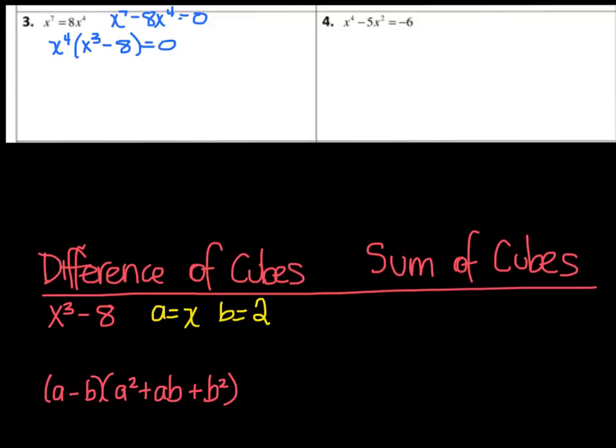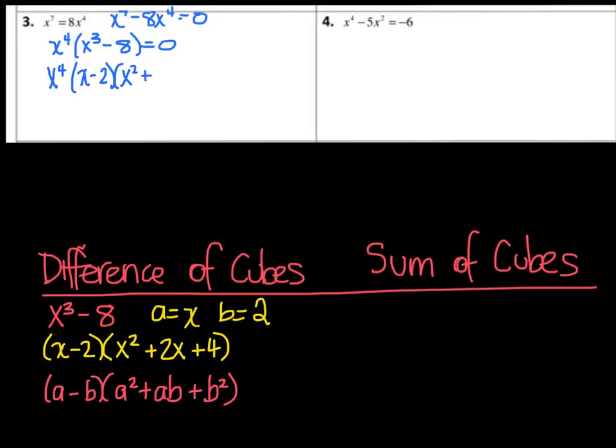So I'm going to use my A and B. A minus B, A squared, plus A times B, plus B squared. And that's the difference of cubes. So while it's on our mind, we're going to come back up here to the paper, and we're going to change that to what we just factored. A minus B, A squared, plus A times B, plus B squared.